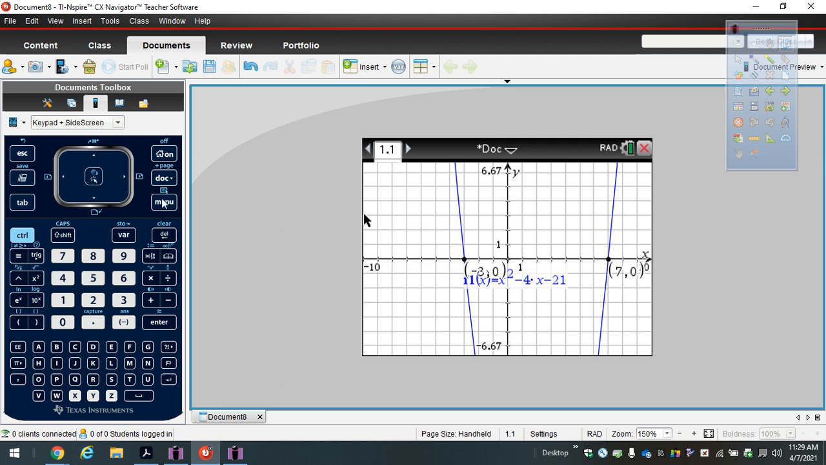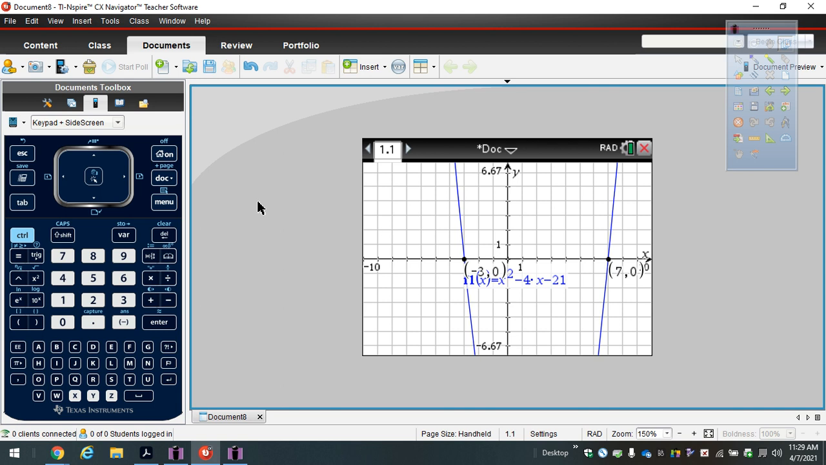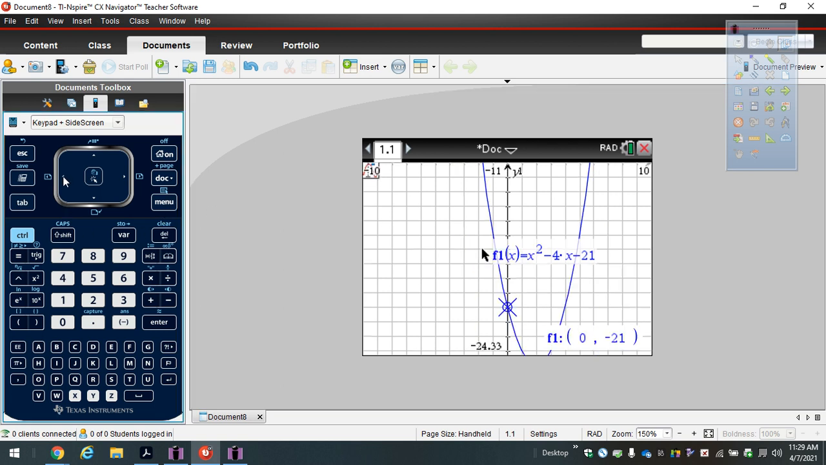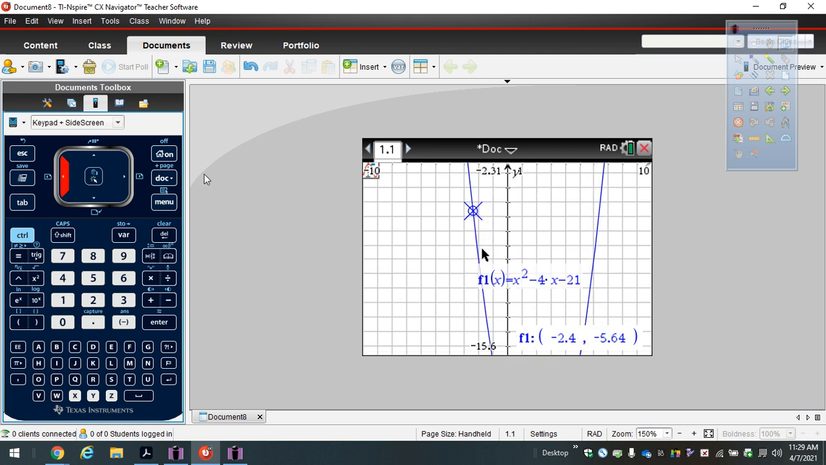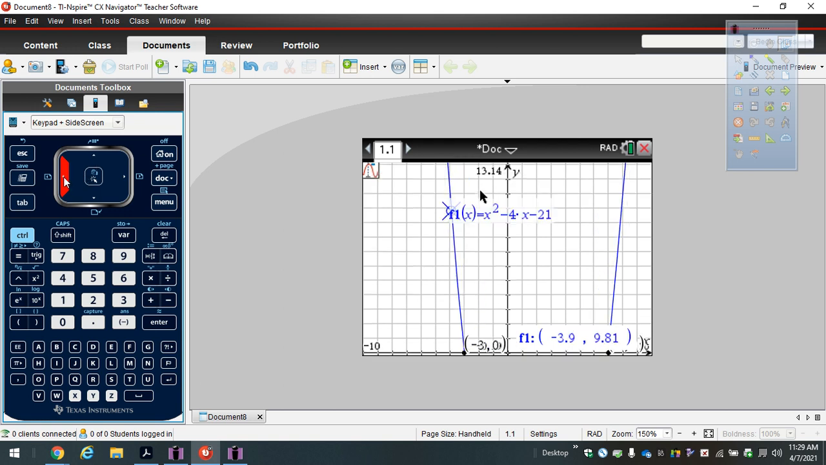Now, I can do it another way. I can go to menu, I can go to analyze graph, I can go to trace. Okay, what happened? There it is. And then it's just go past the x-axis. See, I'm looking at this. This is a negative. So as long as I go up, whoa, I'm too far. There's one of my zeros.